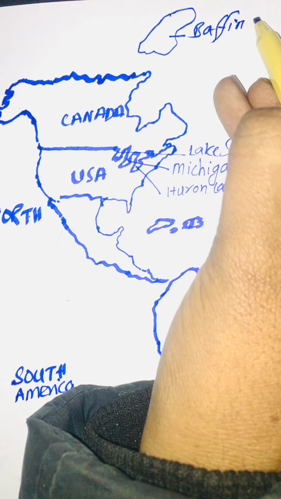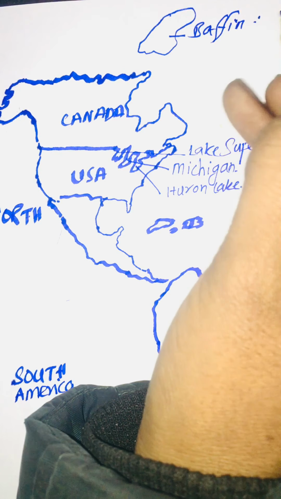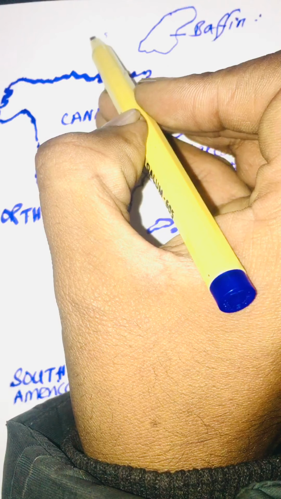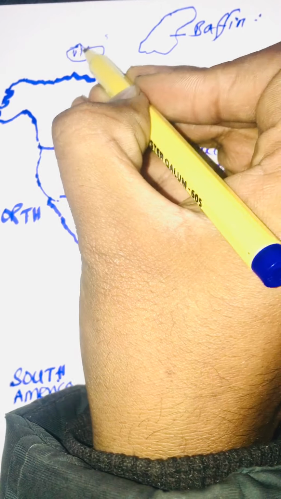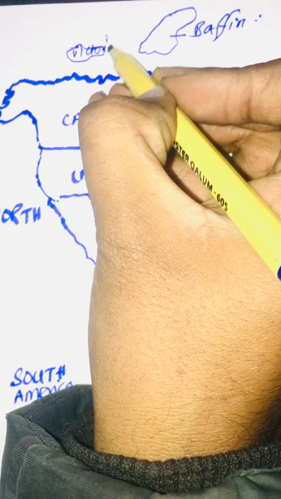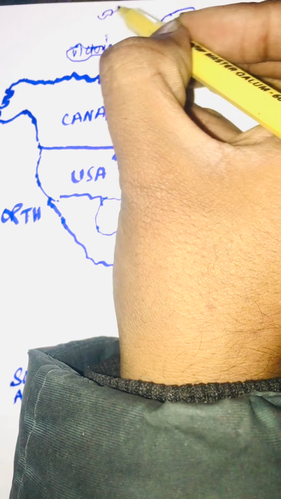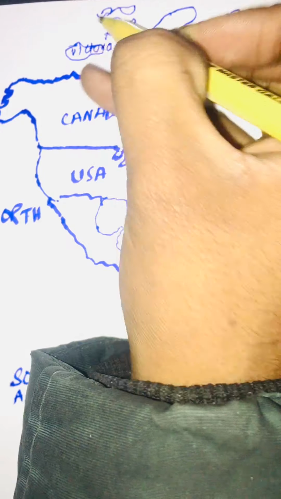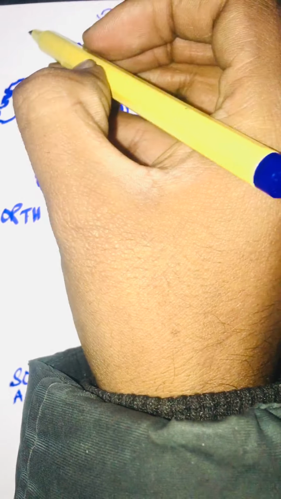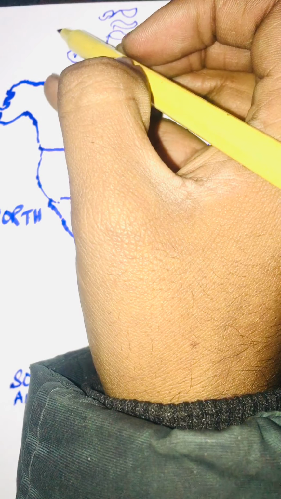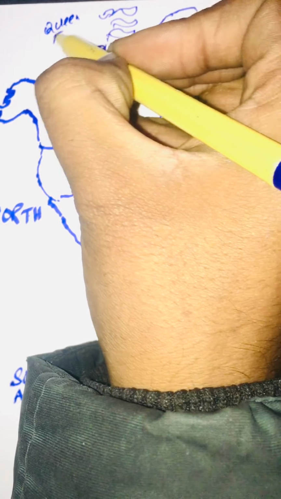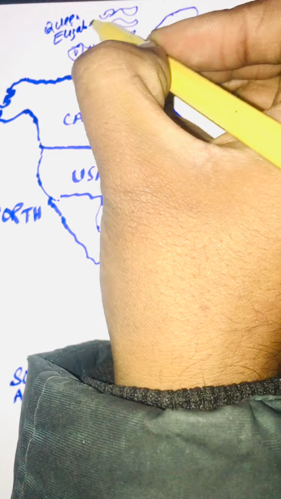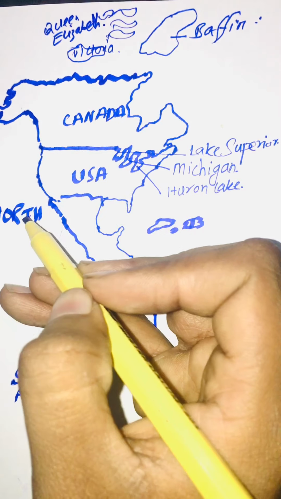Baffin, and here there is Victoria Island, which is located here. It is called Victoria Island. There are some other pieces of islands here, big pieces. These are actually called the Queen Elizabeth Islands.